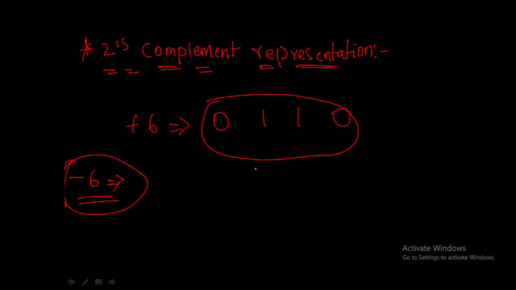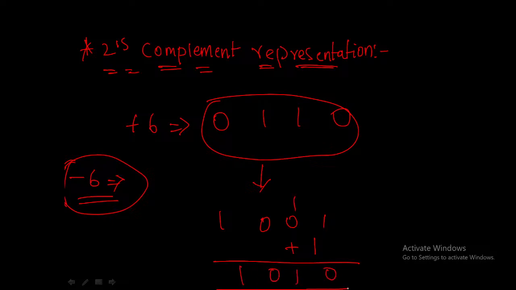So how to apply 2's complement on this? First we will apply 1's complement, 1, 0, 0, 1, and we will add 1. So it will be equal to 1, 0, 1, 0. This is the 2's complement representation of the negative number minus 6.